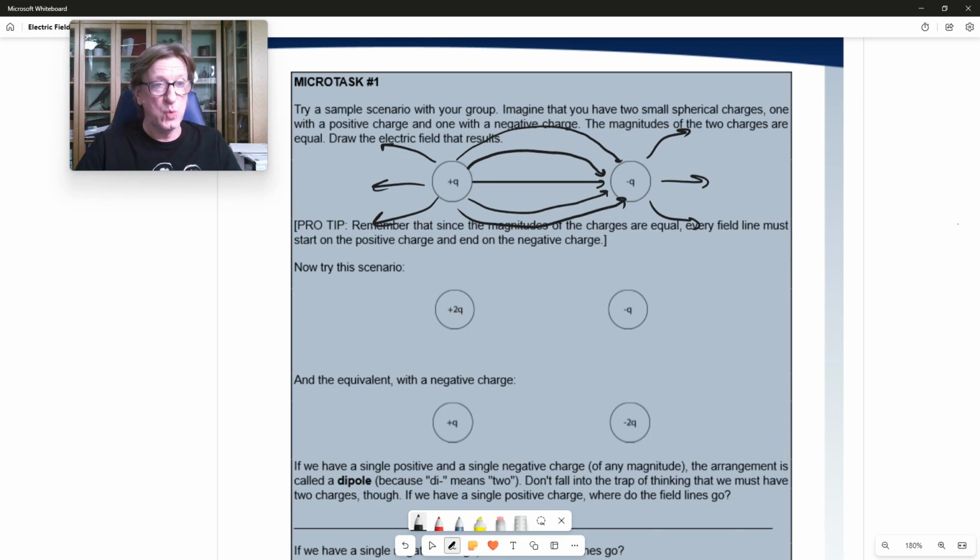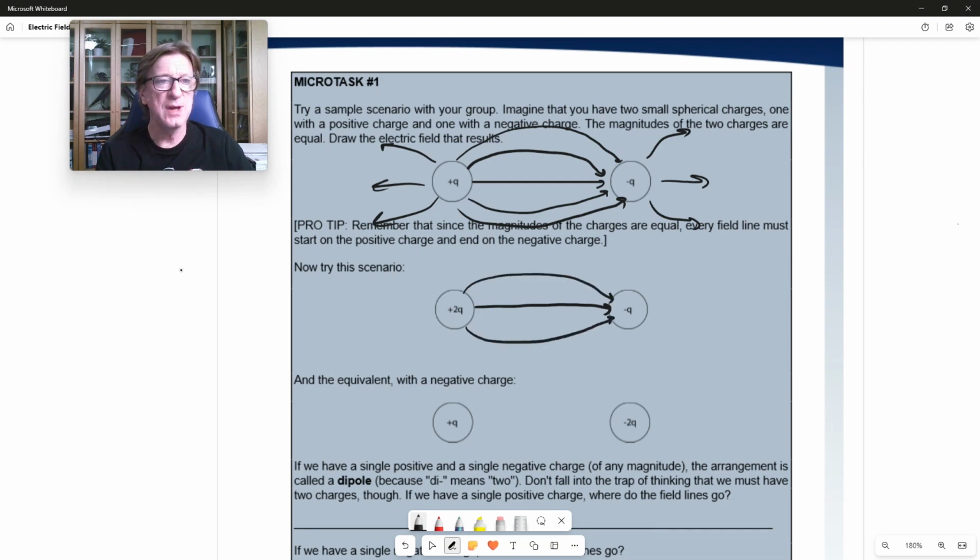Okay, now we have the second scenario where we have twice the charge, and we addressed this before, you should have twice as many field lines leaving that 2Q, where Q is the charge, we'll call it 1 microcoulomb, as we do entering here. So I can draw 1, 2, 3, just for now. And then I would have an additional 1, 2, and 3. You see how that works?